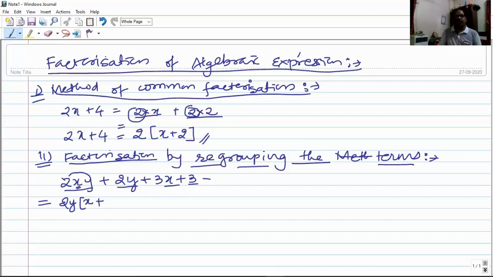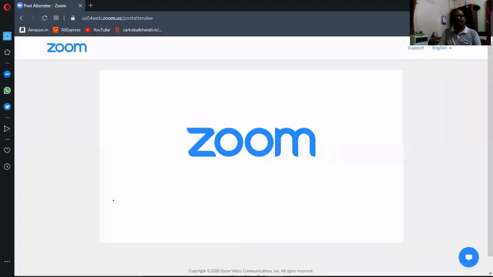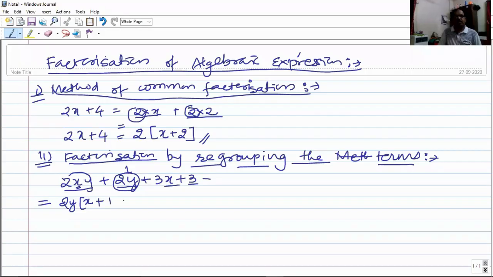Plus, what do we have here? In the second term, the whole term 2y is taken as common, so nothing is left. Nothing left means 1 will be there. So we are left with 1 as the second term in the bracket, right? So we can write 2y inside the bracket x plus 1. So we have 2y times x plus 1, right?